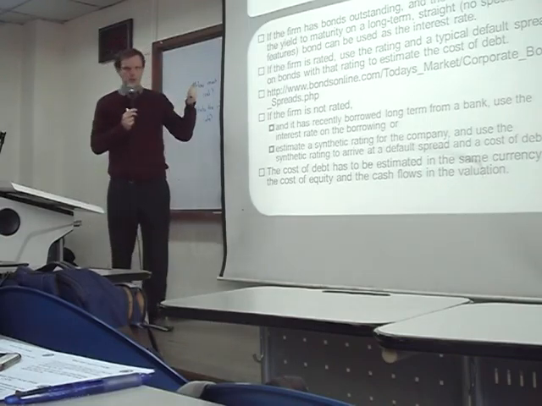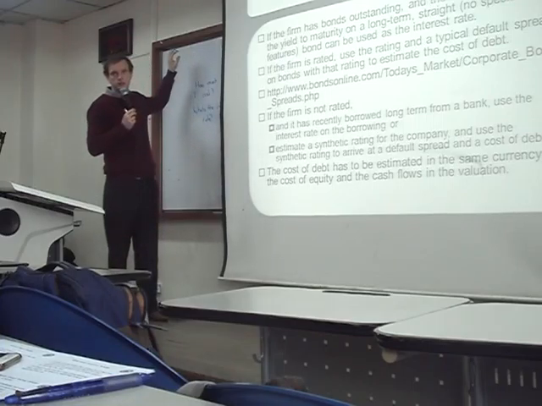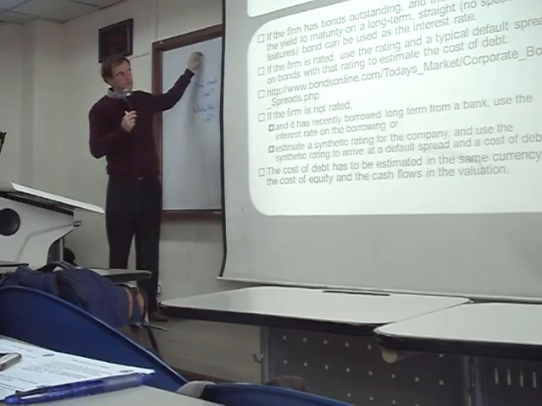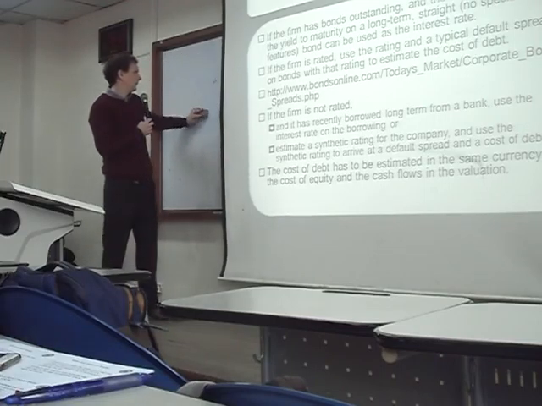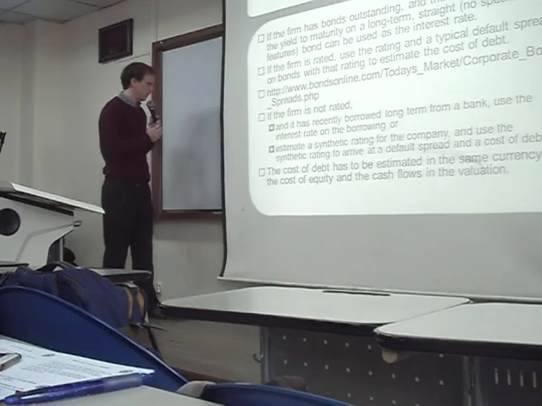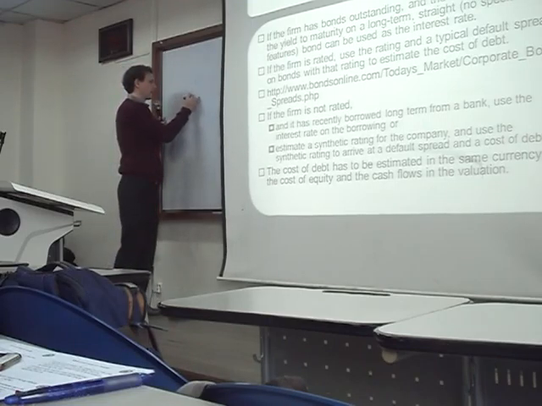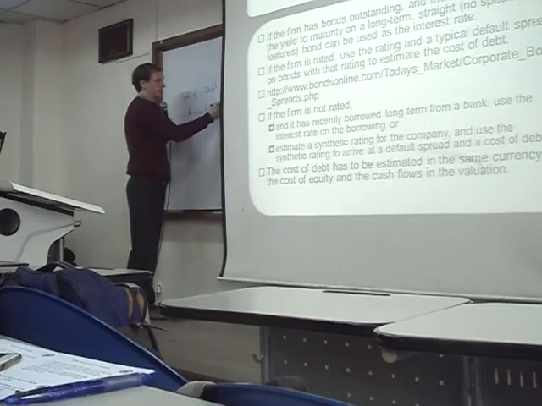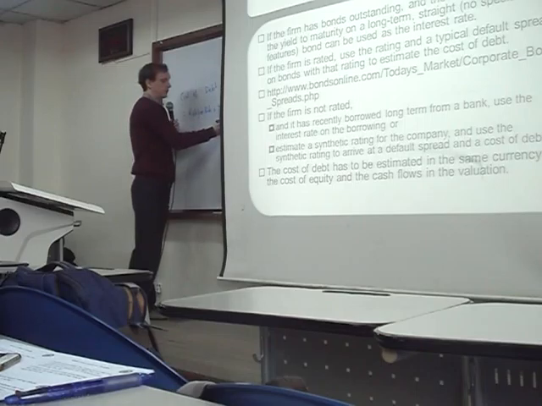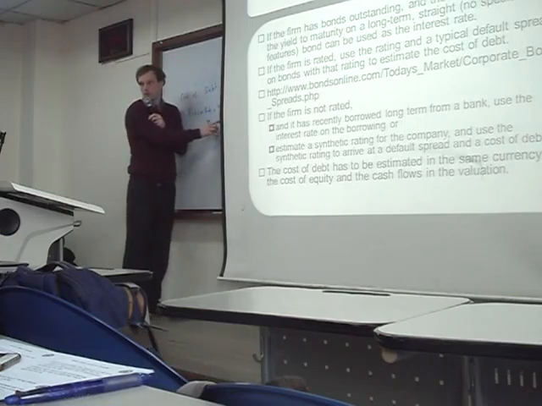Just like anything, we're going to have inflation, okay? The real interest rate, and what we're worried about with cost of debt is default risk. Okay? We know the risk-free rate. So basically our cost of debt is going to be equal to the risk-free rate plus default risk. Okay? So every company is going to have different default risk.